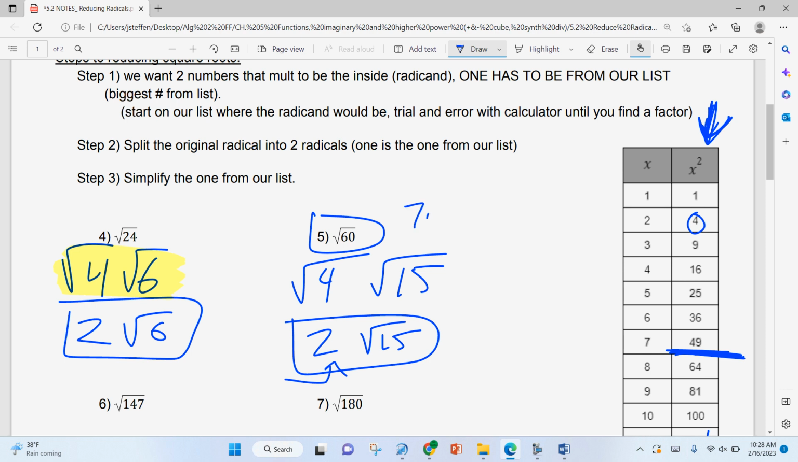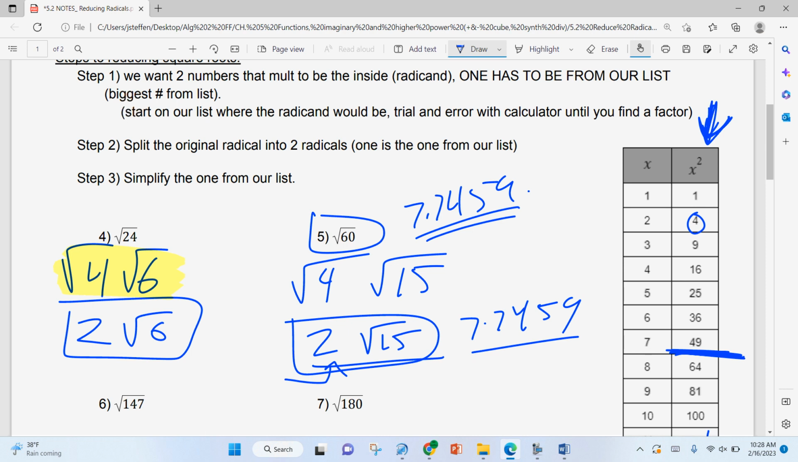That gives me 7.745966692. Then put your answer, 2 times the square root of 15, in your same calculator. It will give you the same exact decimal. If it's not, then you did something wrong, because those numbers should be identical.